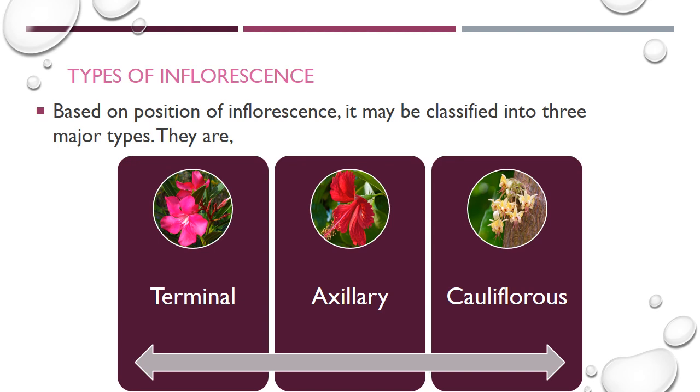Then the final one is cauliflorous. Cauliflorous is nothing but inflorescence developed directly from the woody trunk. That is called cauliflory. Look at this picture carefully. These flowers grow directly from the wood. That is called cauliflorous. So the best example is Theobroma cacao. Okay. Can you understand?